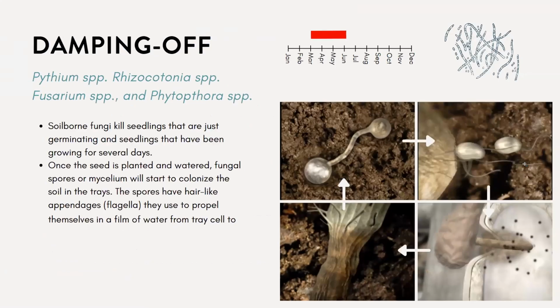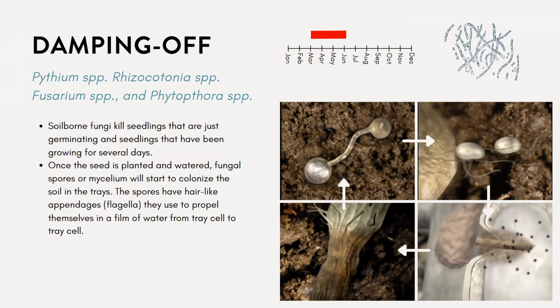So the next one I have is damping off. This is super common early in the season, especially when you're starting your seeds indoors in a greenhouse. And damping off is just kind of a generic name for a variety of soil-borne pathogens, like species of Pythium, Rhizoctonia, Fusarium, and Phytophthora. And basically what happens is these soil-borne fungi will kill seedlings that are just beginning to germinate or only have been growing for a few days.